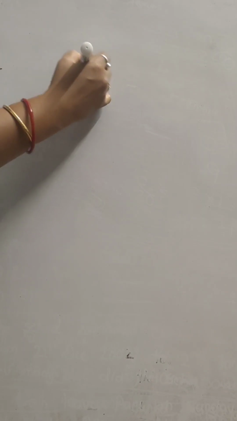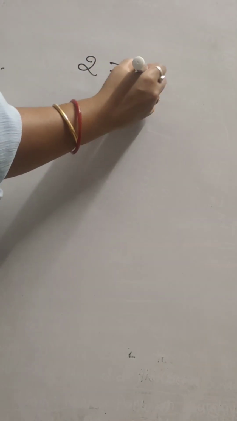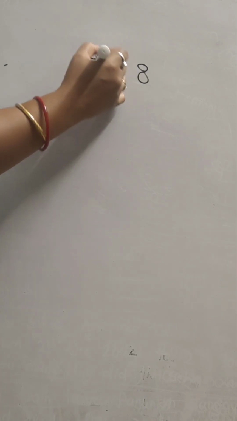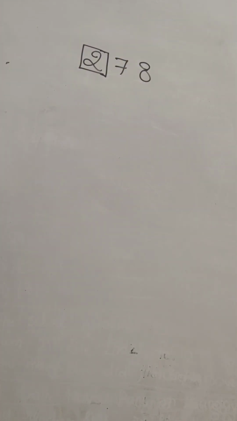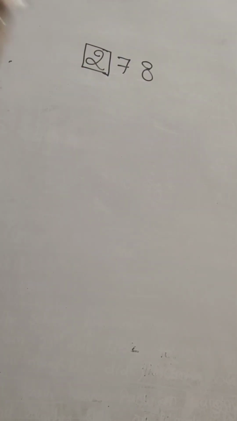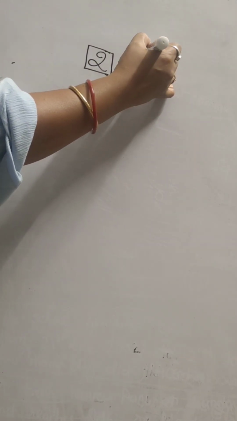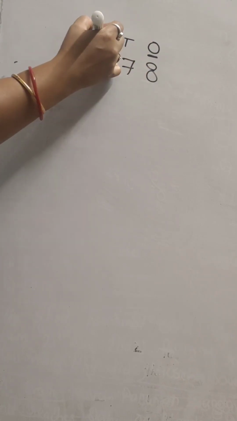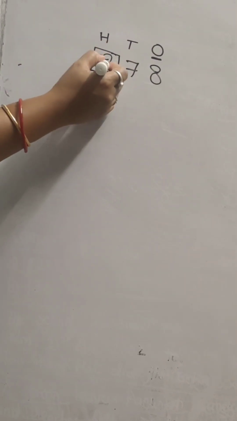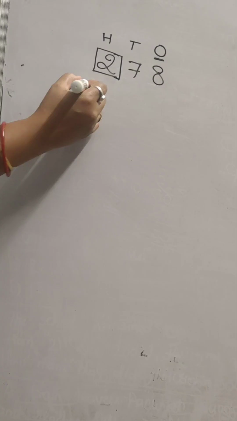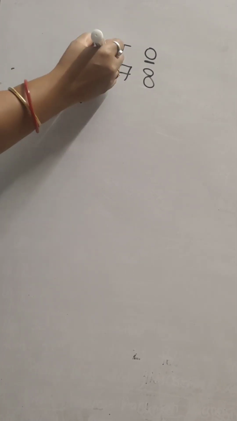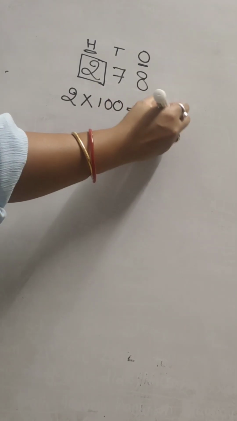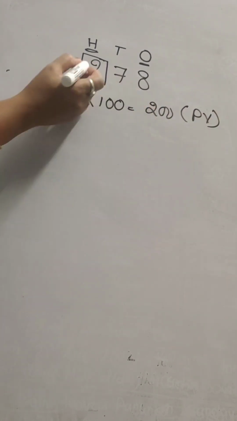Let's say a number 278. Now if I ask you what is the place value of the number 2, what will you say? First I have to see what are the places that they are lying on. This is a ones place, this is a tens place, this is a 100 place. Now this is in the 100 place and the number it has is 2. What is the place? 100. So what is the place value? That will be 200. This is called the place value of 2.